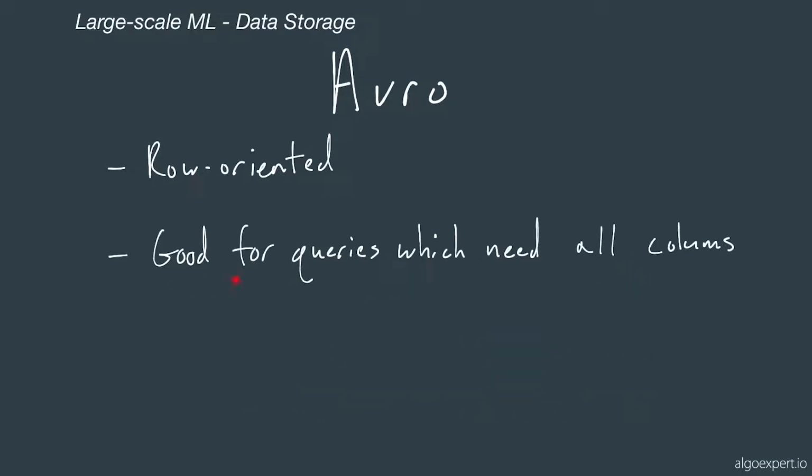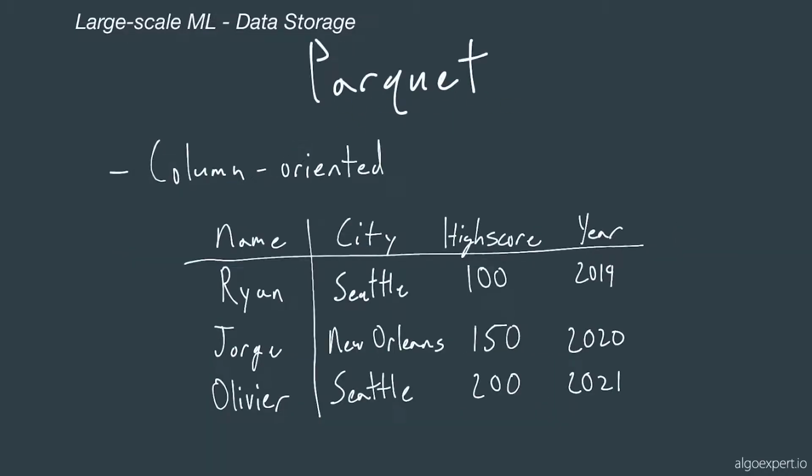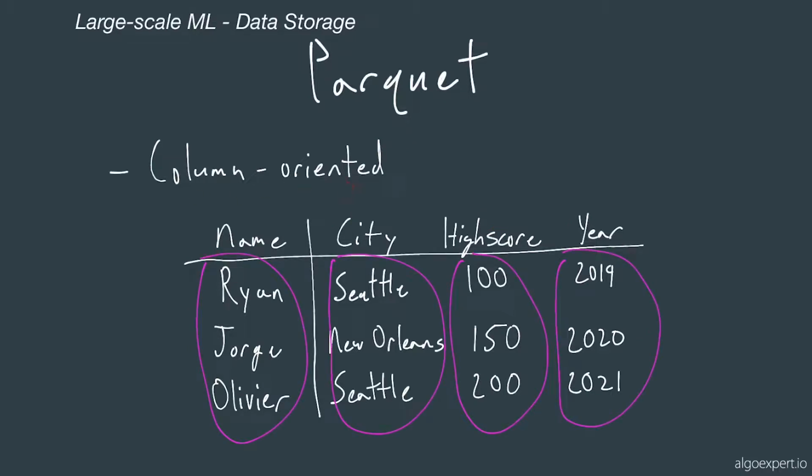This is good for queries which need all columns for a particular user. It's also good for heavy write loads. As well, Avro supports a lot of schema evolution. So if we have data coming in from our clickstream and all of a sudden we want to add another field, or take away a field, or change the field's names, then Avro is a good way to support that use case. Parquet, on the other hand, is going to represent the same table that we had in a column-oriented way.